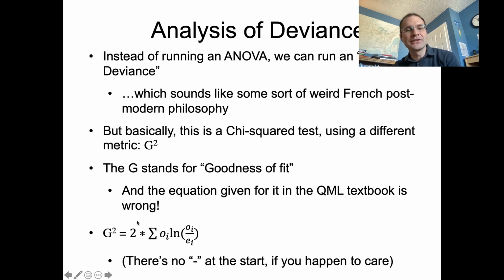It's G squared equals 2 times the sum of O sub i, where O is observation sub i, times the natural log of observation sub i over expected value sub i. So this, again, will look a bit like an odds ratio. It's not quite the same thing, but it is taking the log of some ratio, basically the observed value over the expected value. The problem with the equation in the textbook is that there's no negative sign at the start. If you happen to carry it, just make sure this is positive overall. So let's just see how this works.